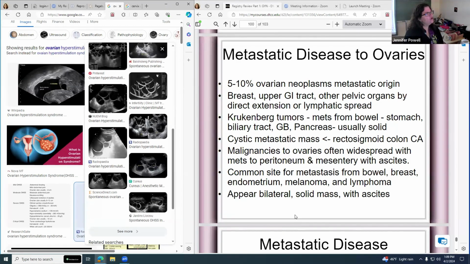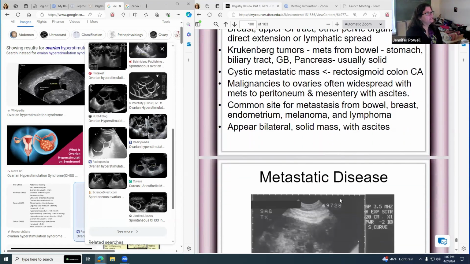Malignancies to ovaries are often widespread with mets to peritoneum and mesentery with ascites. Common site for metastasis from the bowel, breast, endometrium, melanoma, and lymphoma. Appear as bilateral, solid masses with ascites.